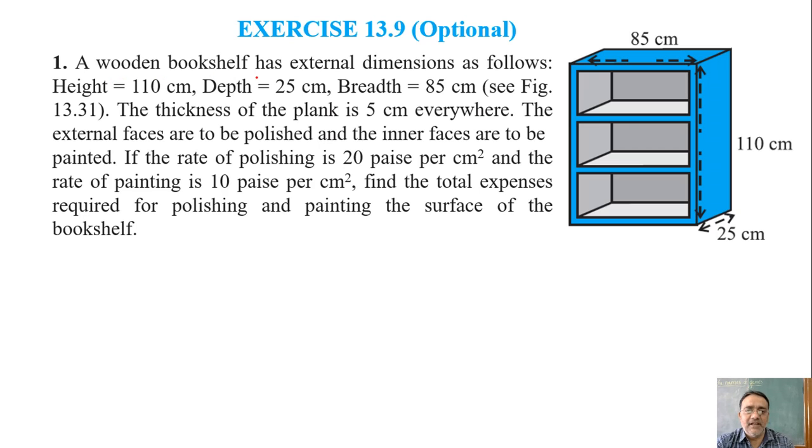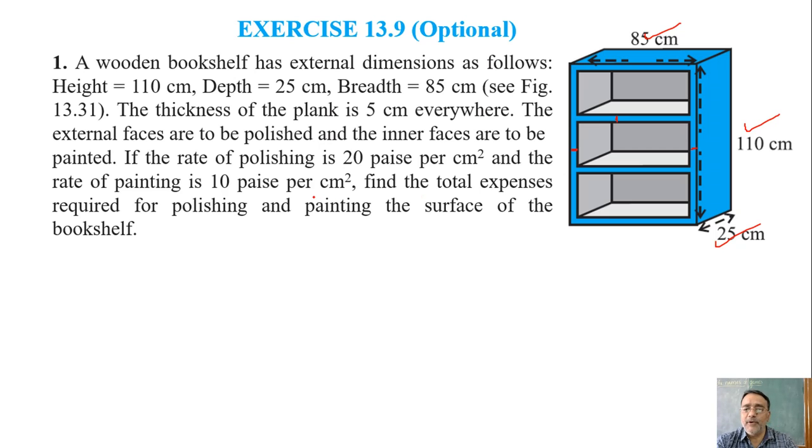A wooden bookshelf has external dimensions as follows. Height is 110 centimeter, depth is 25 centimeter, and breadth is 85 centimeter. See this figure. And the thickness of the plank is 5 centimeter. This thickness, all this thickness is 5 centimeter. Is the figure clear? Yes. The external faces are to be polished and the inner faces are to be painted. बाहर पॉलिश करना है और अंदर पेंट करना है.